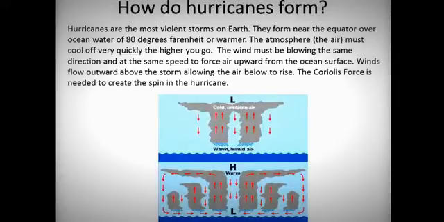Hurricanes are the most violent storms on Earth. They form near the equator over ocean water of 80 degrees Fahrenheit or warmer. The atmosphere, or the air, must cool off very quickly the higher that you go. The wind must be blowing the same direction and at the same speed to force the air upward from the ocean surface. As we know, anything that has warm air or warm water rises up, as we've talked about before. Winds flow outward above the storm, allowing the air below to rise up.